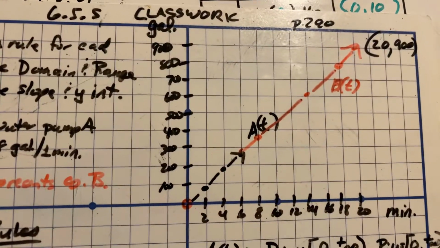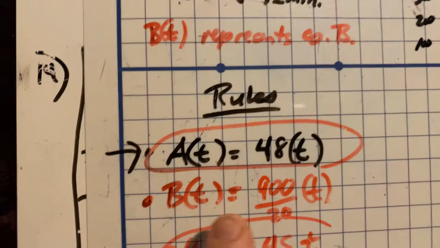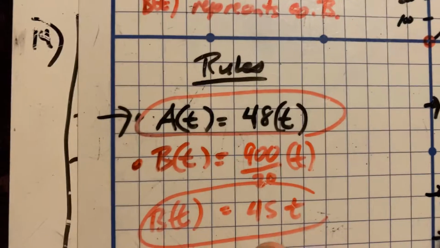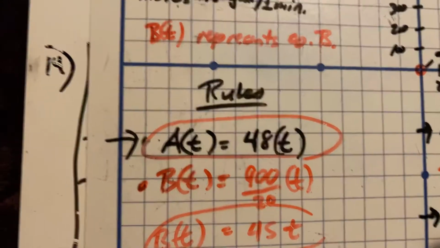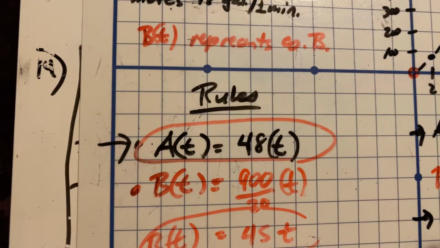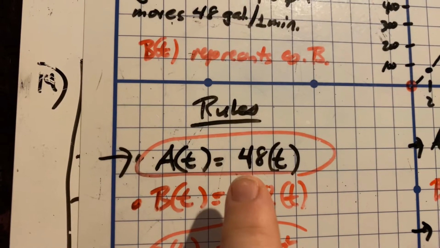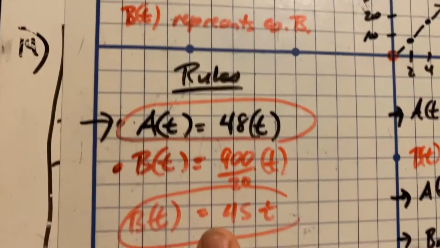So in order to determine that slope, what I've gone ahead and done over here is I took 900, divided it by 20, and so the speed is 45 gallons every 1 minute times T, where T is the number of minutes that the water is flowing. A of T is given as 48 gallons per minute, and so these are your linear models.